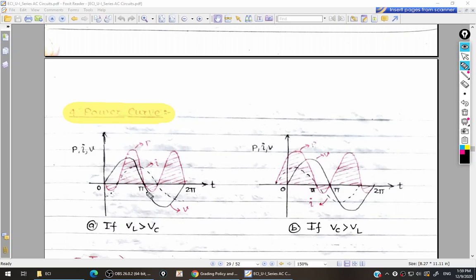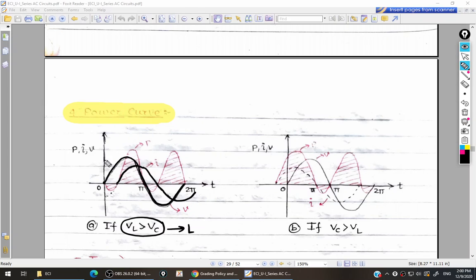Friends, now we have three different possibilities. The first possibility is VL greater than VC. When VL is greater than VC, your circuit is an inductive circuit. We know that for an inductive circuit, voltage is leading. So this is the waveform for voltage. Voltage is starting from 0 degree, and since your circuit is inductive, current is lagging, so current will start after some time. Your waveform for current will look like this.